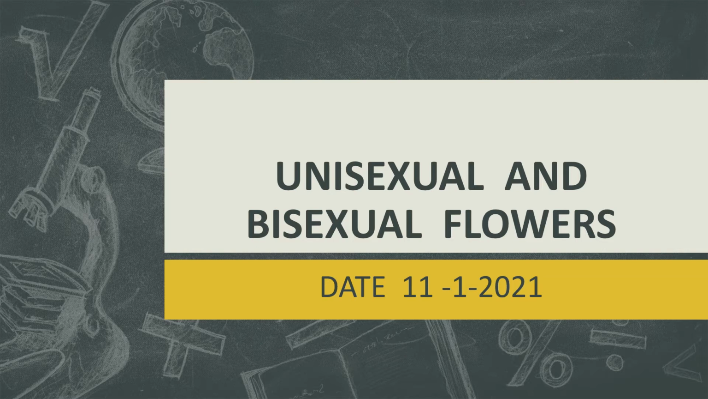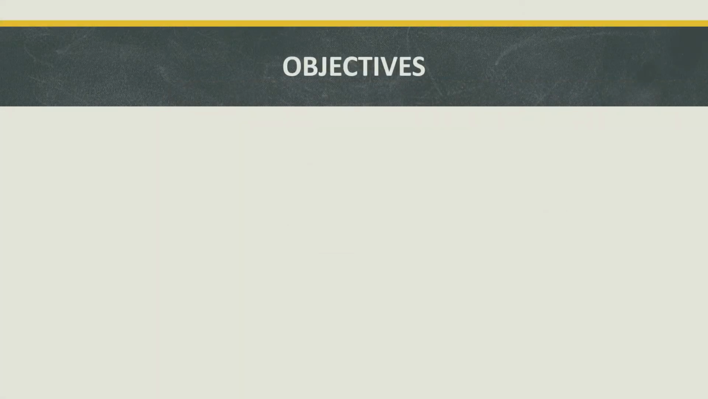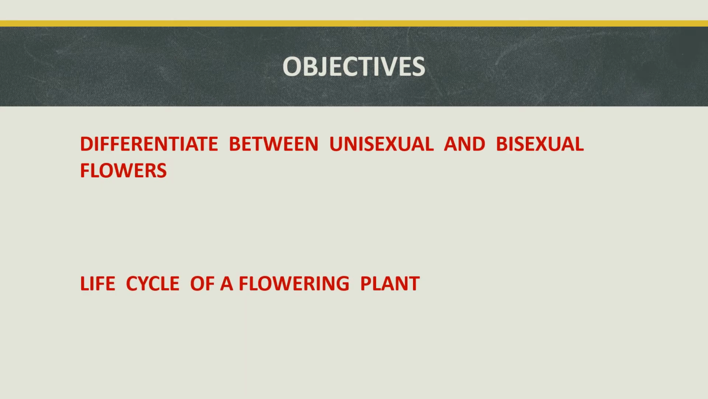Flowers of some plants like papaya and corn have either only pistils or only stamens. Such flowers are called unisexual flowers. So, what did I say? Unisexual flowers. Unisexual flowers.